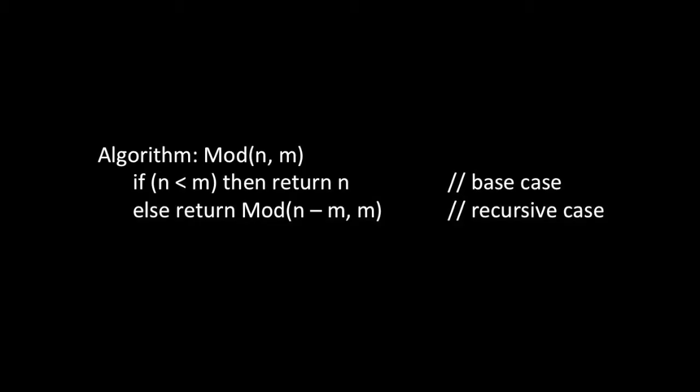The next arithmetic algorithm I wrote was for mod, which calculates the remainder in integer division. Here's the pseudocode from Video 14.1. Mod takes two arguments, n and m. If n is less than m, then I return n. That's the base case. Else, I return mod of n minus m and m, which is the recursive case. Again, this is basically just the definition of the modulus function.